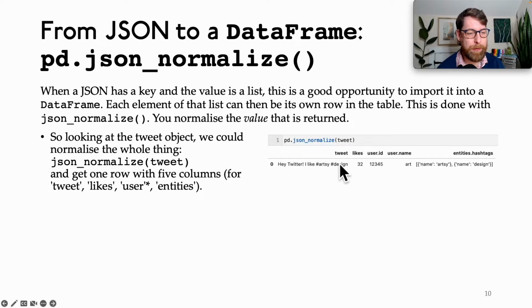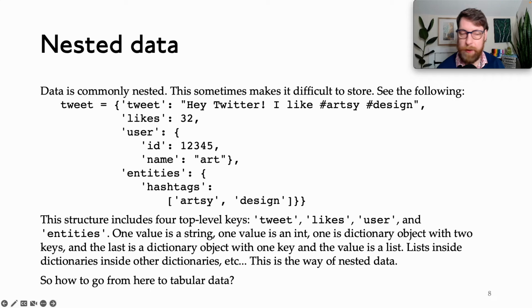Okay, so what happened was we got one for tweet, one for likes, one for user.id, and one for user.name. And then we have one for entities.hashtags. Okay, so now why did it do that? That was kind of interesting. What happened was it kind of went down because they're, like I said, primitives.